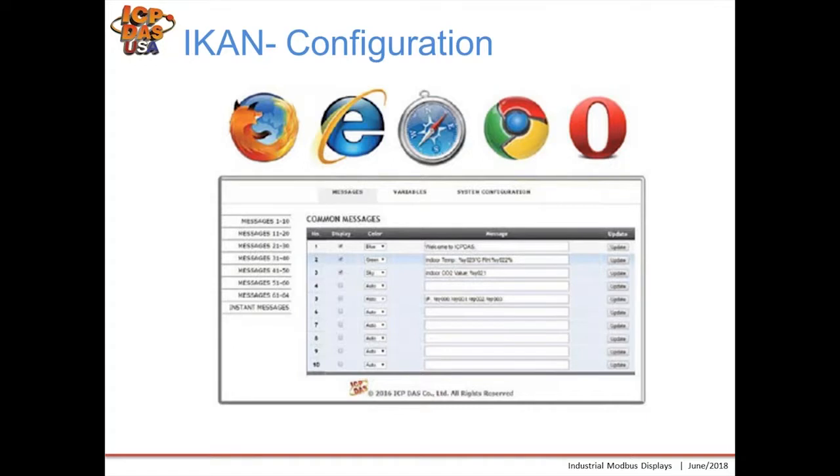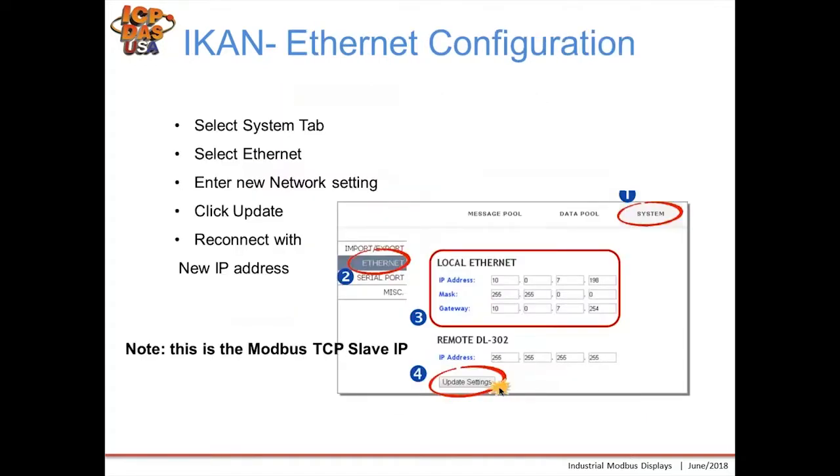Then you select the System tab to configure the Ethernet settings. To do this, you select Ethernet on the left side. Then you type in your new settings, and you click the Update button. This is also the Modbus address for the IKAN. So when you connect to it from your Modbus master, this is the IP address which you want to connect to. You'll also need to connect to port 502, and I'll show you the Modbus addresses shortly.